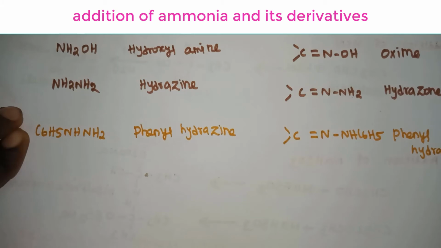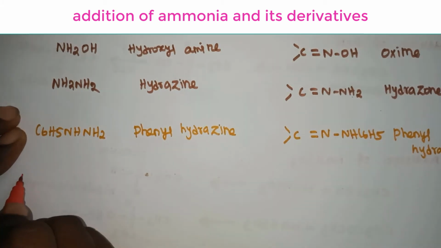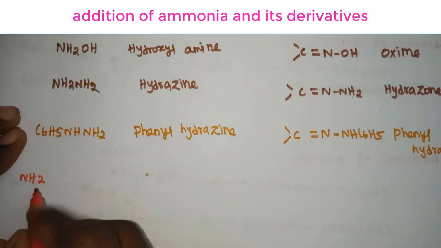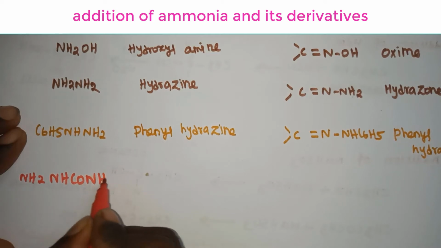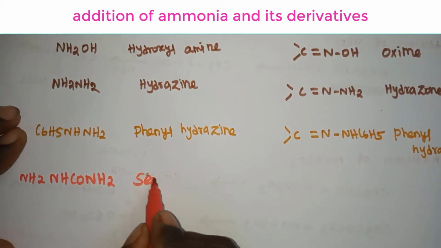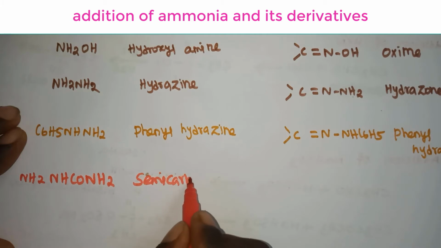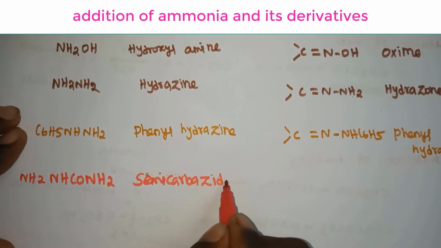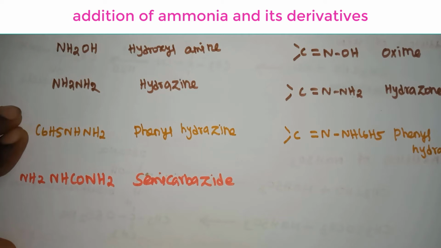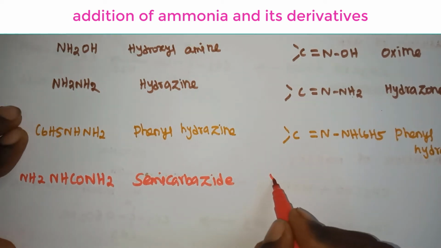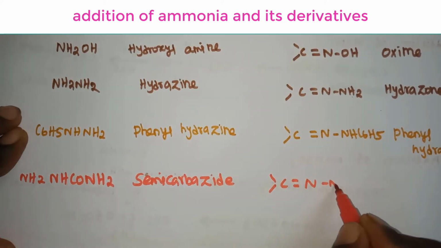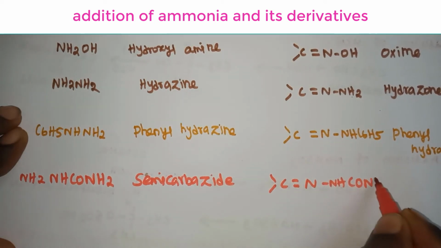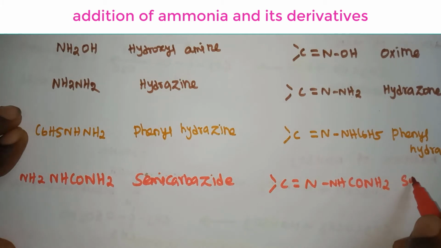Next one is semicarbazide. The formula of semicarbazide is NH2NHCONH2. Semicarbazide. Semicarbazide reacts with a carbonyl compound to form a semicarbazone. The structure of semicarbazone is C=N-NHCONH2. The name of this compound is semicarbazone.